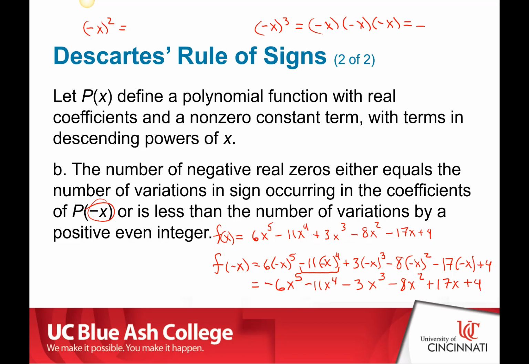How many sign changes occur in that polynomial? From x to the 5th to x to the 4th, same sign or different? There's just going to be one. This is going to be the same, same, same. Oops, this is different. And that's the same.